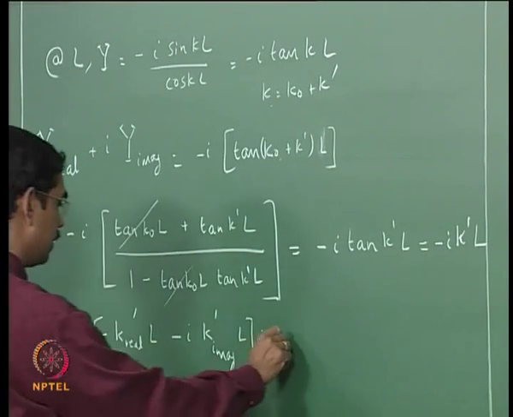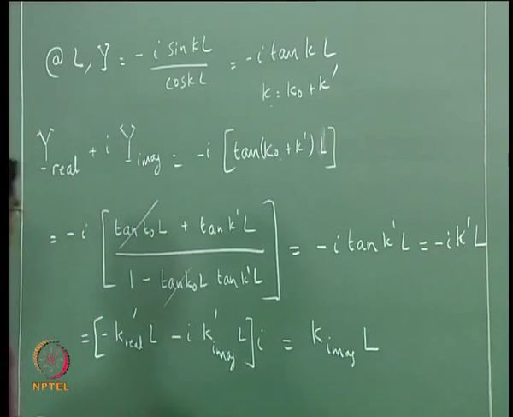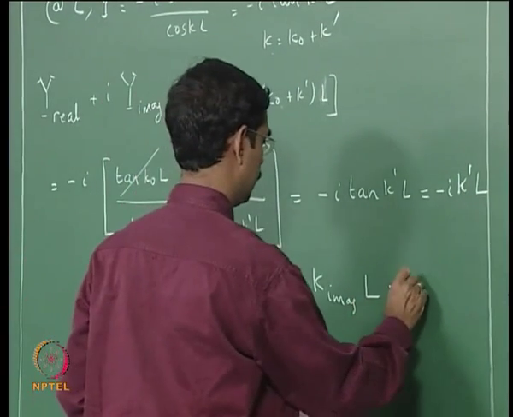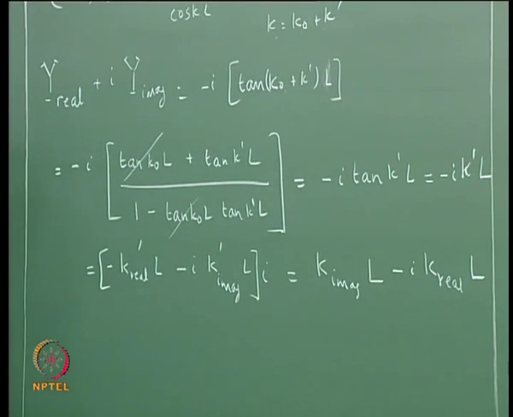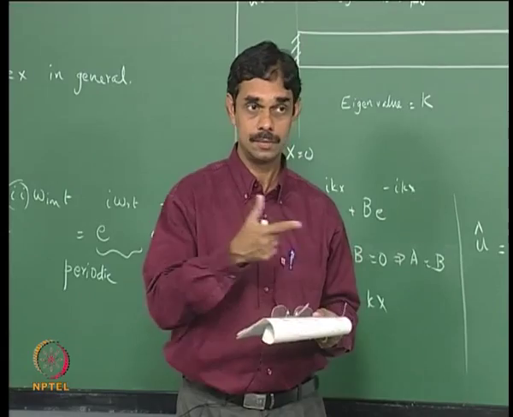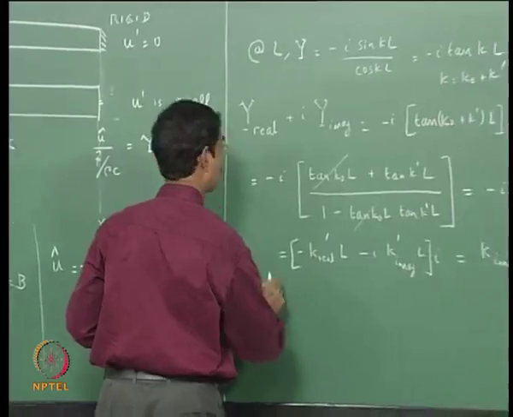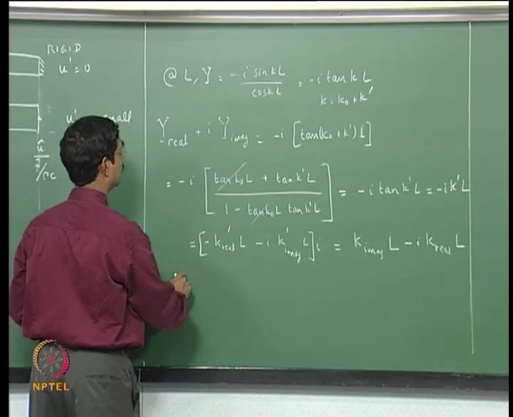So this, if I multiply out, would be k imaginary L, this would be minus i times k real times L. I will pause for a moment to let you verify if this is indeed correct, because otherwise the answer would be wrong. Correct, fantastic. So this is y real plus y imaginary. So we can actually write separate formulas for y real and y imaginary.